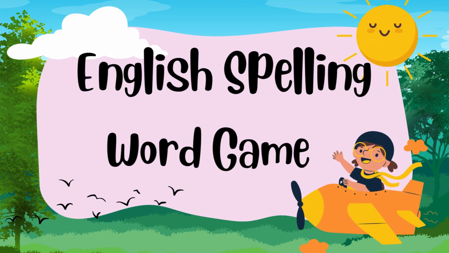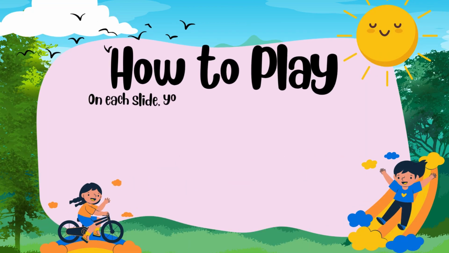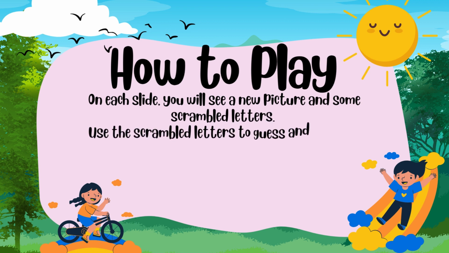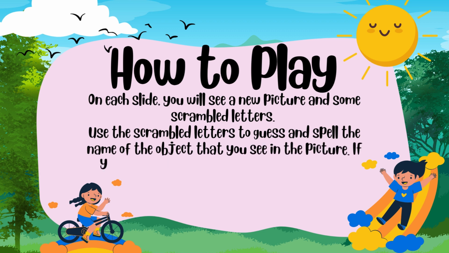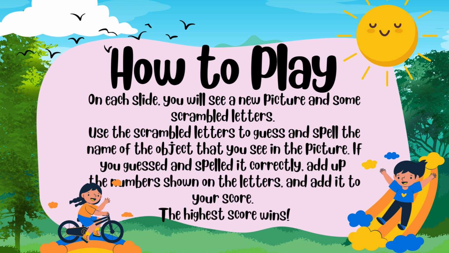English spelling word game. How to play? On each slide, you will see a new picture and some stamp letters. Use the stamp letters to guess and spell the name of the object that you see in the picture. To guess and spell it correctly, add up the numbers shown on the letters and add it to your score. The higher score wins.